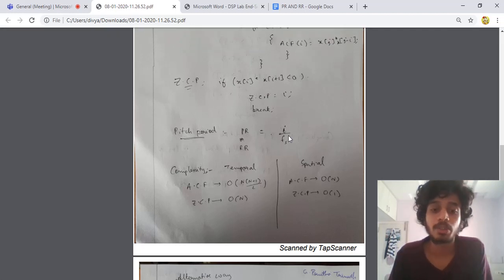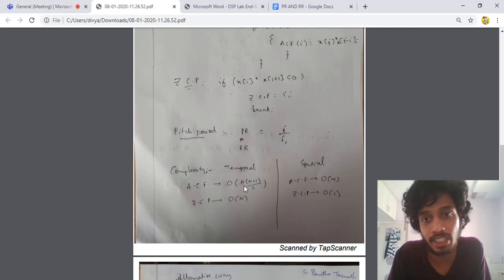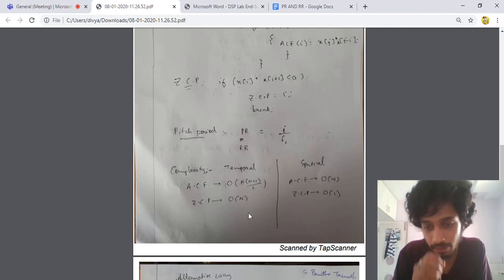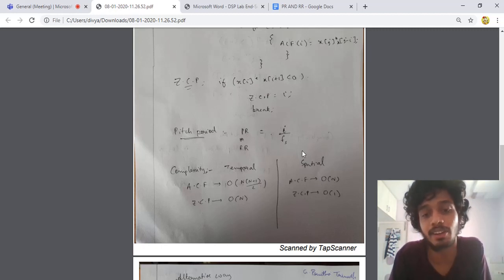Now when we come to the complexity, the autocorrelation function has a complexity of O of n into n plus 1 by 2 multiplications. And the zero crossing points method is of O of n complexity. For spatial complexity, the autocorrelation function also requires a matrix of the same size as the input signal, that is O of n. For zero crossing points, since we want only one zero crossing point, it's O of 1, that is negligible.